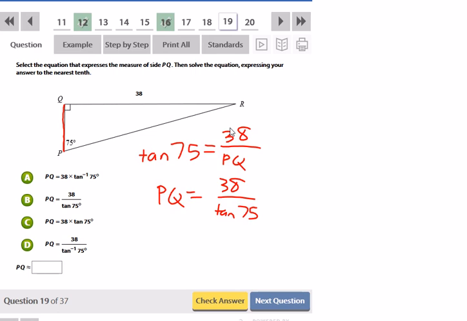So that's going to be B. And then when we put that into the calculator, 38 divided by tangent 75, that gives me to the nearest tenth 10.2.